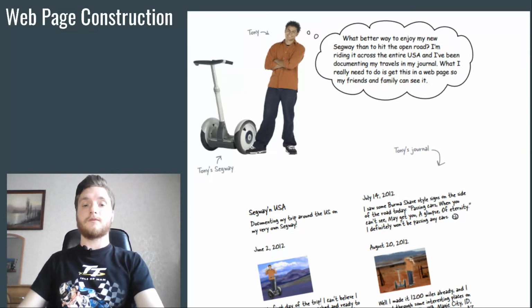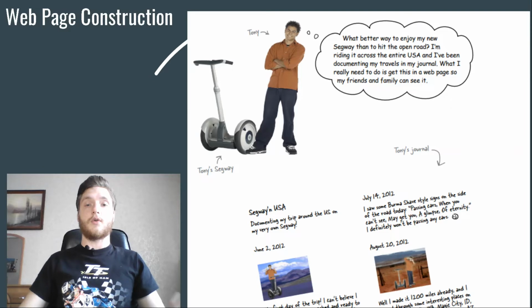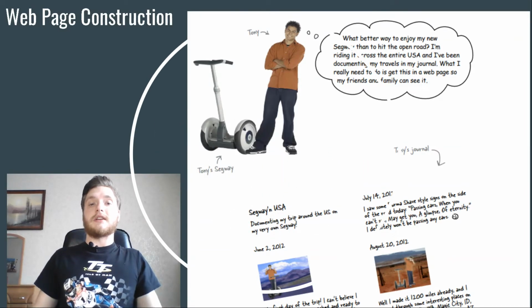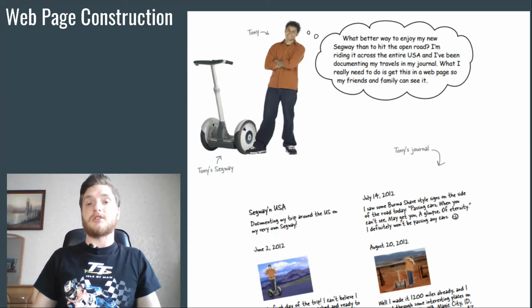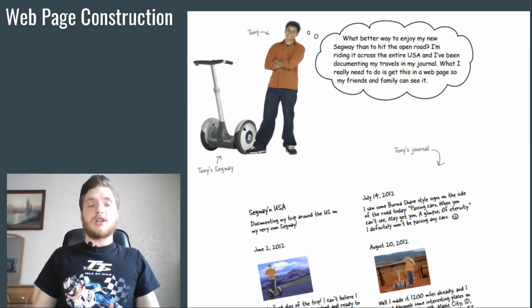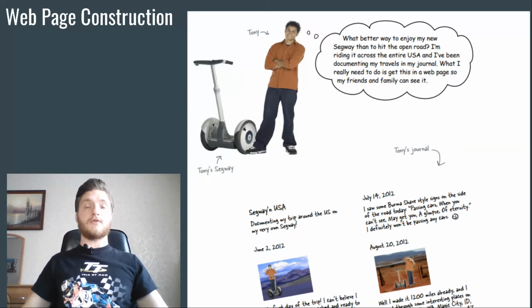Tony's journal. Make sure you already taught Tony's adventure. They'll come in handy throughout the chapter. From journal to website at 12 mph, the Segway's top recommended fit. Tony's got his hands full driving across the United States on his Segway. Why don't you give him a hand and create a web page for him?